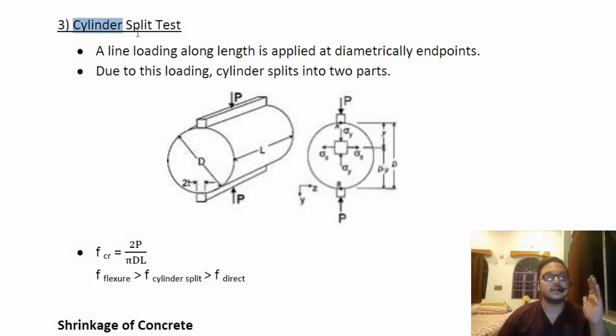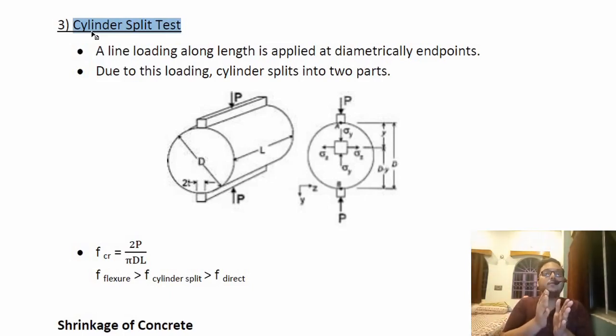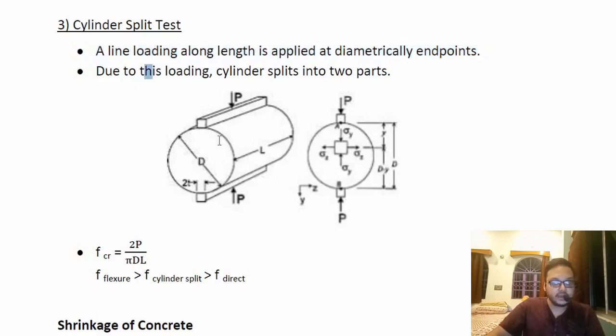Therefore the test is also named the cylinder split test, where we split one cylinder into two halves. On splitting that cylinder, the load applied is used to calculate the strength that the specimen can take up. A line loading along the length is applied at diametrically opposite end points. You can see that in this diagram.